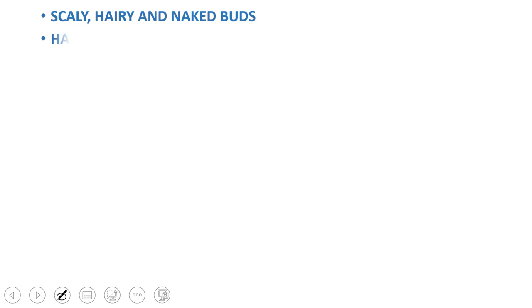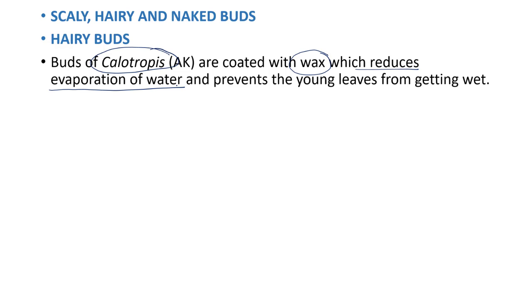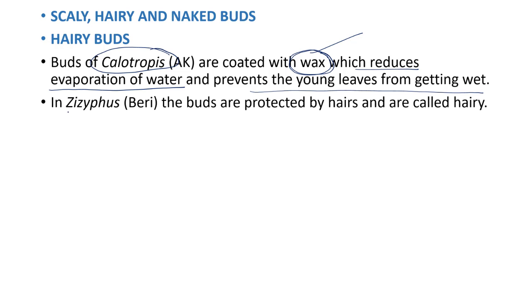Next we have hairy buds, that is the buds which are covered with hairs. But before that we have this particular plant, Calotropis. Now in Calotropis the buds are also covered with wax, and what it does is it reduces the evaporation of water, and also since wax is waterproof, it prevents the young leaf from getting wet. The buds are also covered with hairs, but along with hairs we have wax as well. And in Ziziphus we have buds which are protected by hairs, and such buds are known as hairy buds.